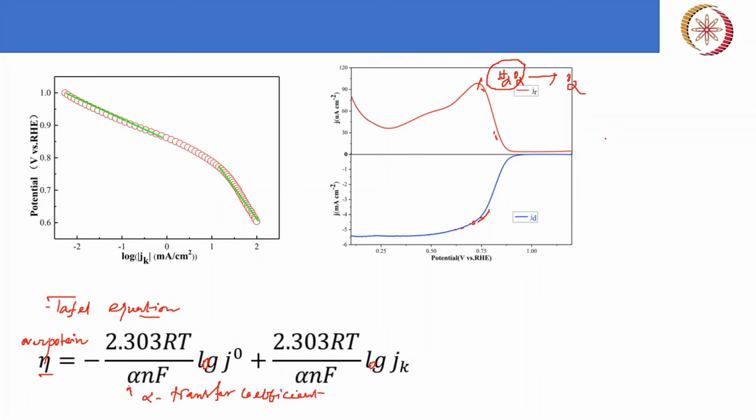How much is the collection efficiency, which people usually write as N_C? It is basically the ratio of the current density of the ring and the current density of the disc. From here you can get the collection efficiency of your electrode. These things you can get from this equation. So this is about the RRDE and RDE experiments.